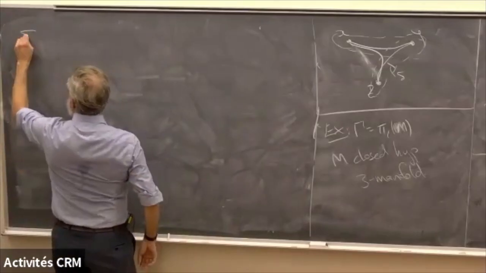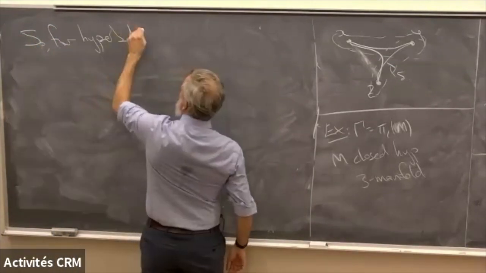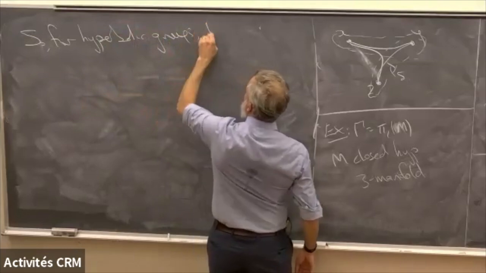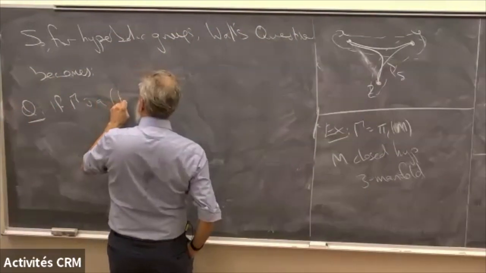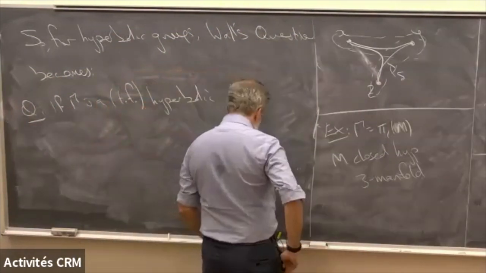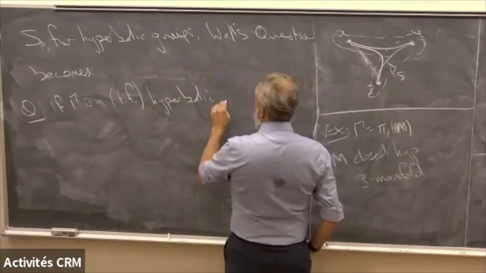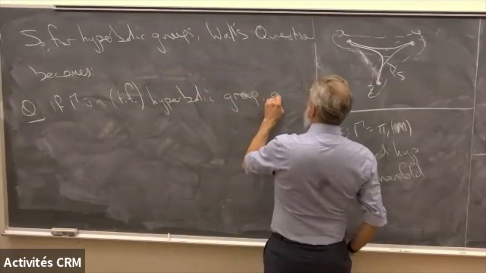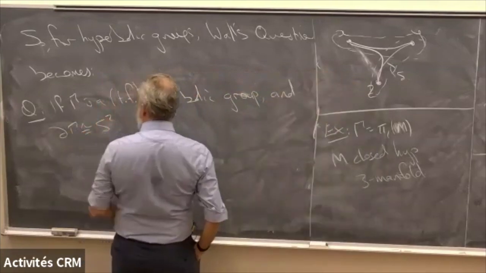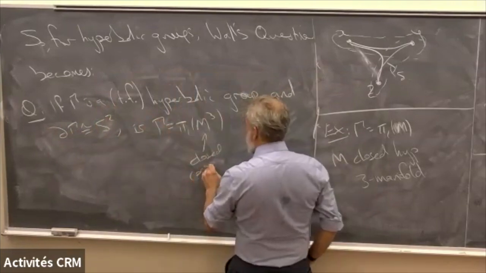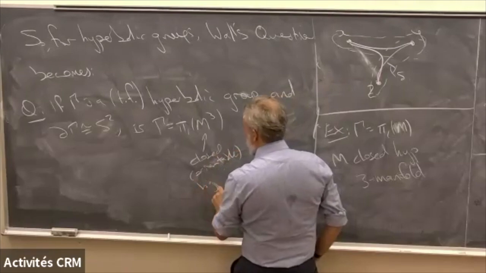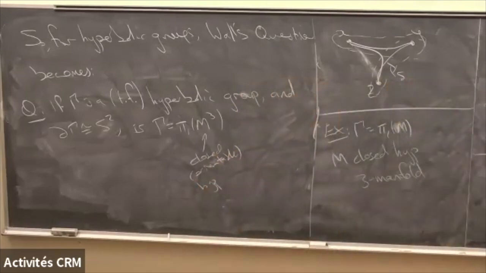All right, so here's a case of Wall's question. If gamma is a torsion free hyperbolic group (torsion may or may not be an issue for this question, we don't know), and the boundary of gamma is a 2 sphere, is gamma, I should say orientable here, already the fundamental group of a closed hyperbolic 3 manifold? Okay, so that's a case of Wall's question.